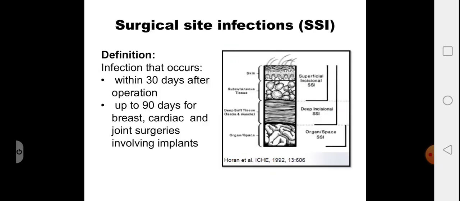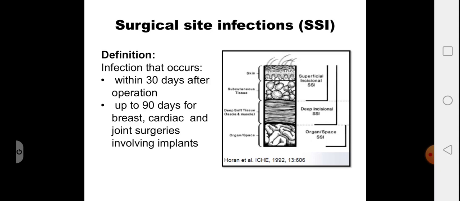Now let us move on to surgical site infections. Looking into the definition, they are infections that occur within 30 days after any operation. But when it's cardiac surgery, joint surgeries involving implants or breast surgeries, you can go up to 90 days. That is, infections occurring up to 90 days after these surgeries are considered surgical site infections.